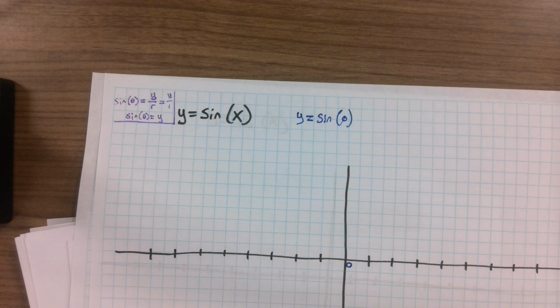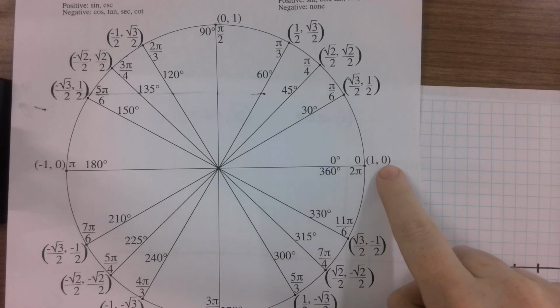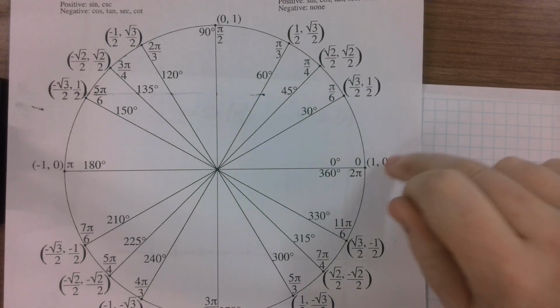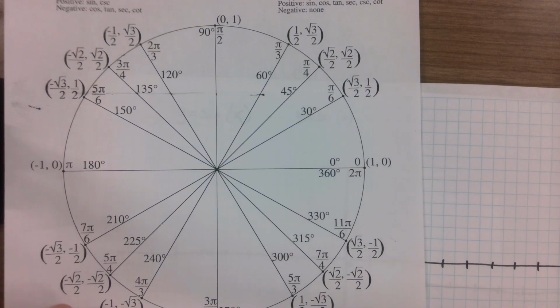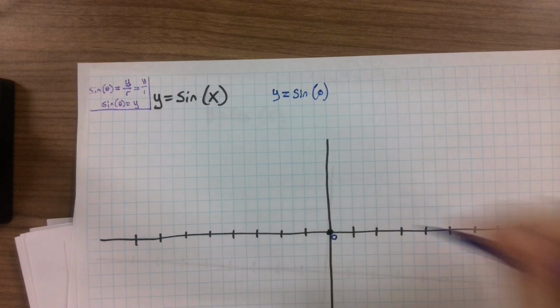So we can actually use our unit circle to find the sine of 0. If we look on our unit circle, we can look at 0 radians, and we see the point 1, 0. Since sine equals y, the sine of 0 is 0, the y value at that point. So we've got our first point, right here at 0.